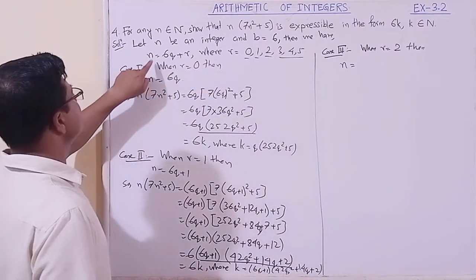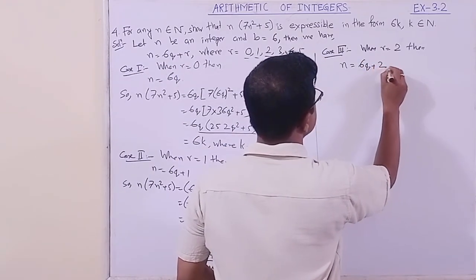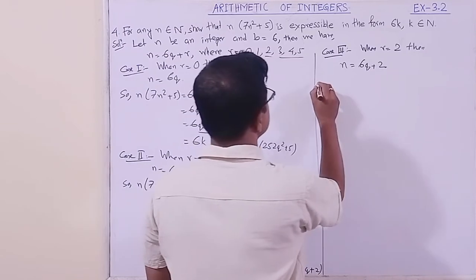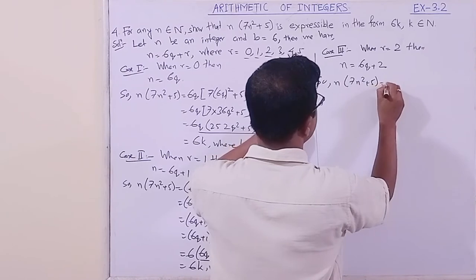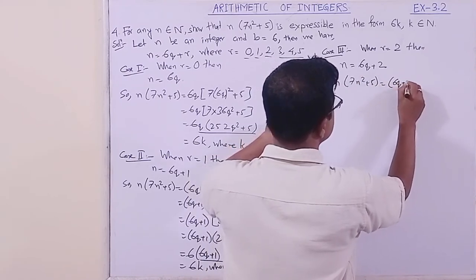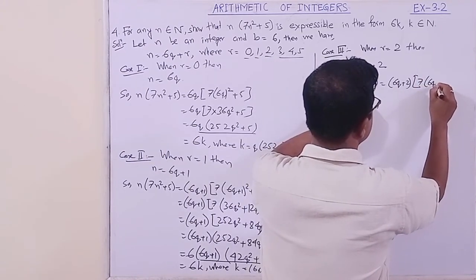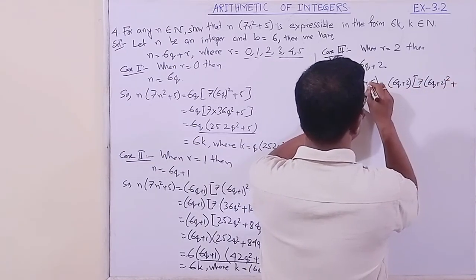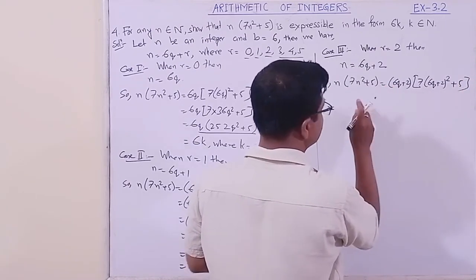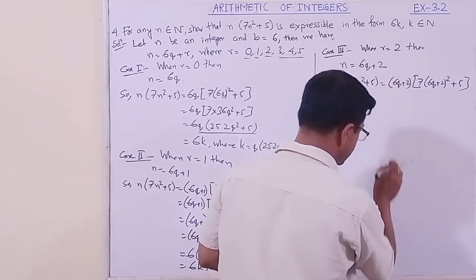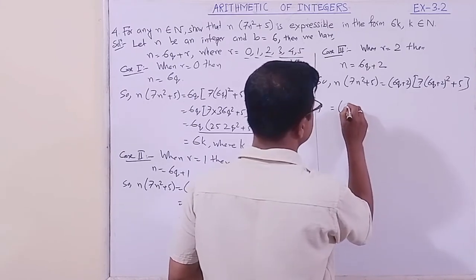When r is equal to 2, then n will be 6q plus 2. So what is the value of this? n into 7n square plus 5. n is 6q plus 2. This is 7 into n square plus 5. I'm writing this equal here, but this is not the rule. If we have written equal, the equal should be maintained like this. As there is small space, I have written it this way. Please excuse me for that.